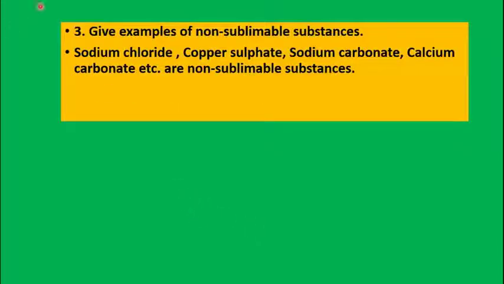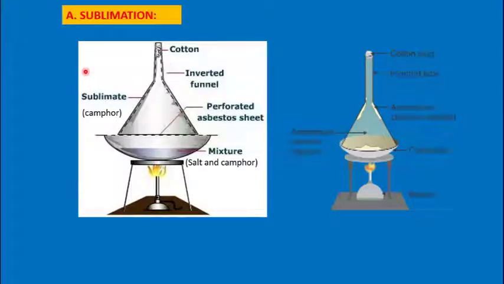Now, what are the examples of non-sublimable substances? The examples are sodium chloride, copper sulfate, sodium carbonate, calcium carbonate, etc. Now, you can look into this diagram and understand the process of sublimation well. Suppose you have to separate a mixture of salt and camphor, you can separate it by sublimation.